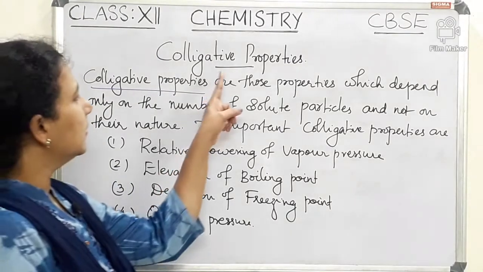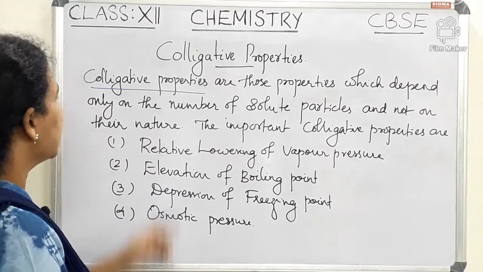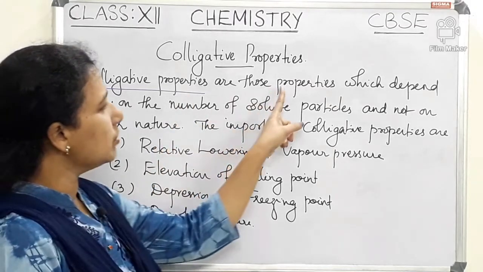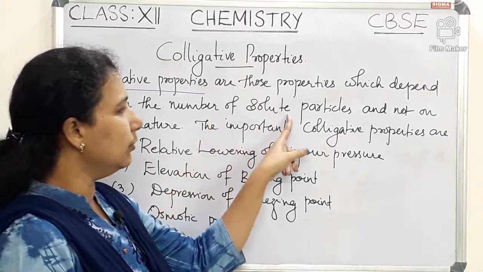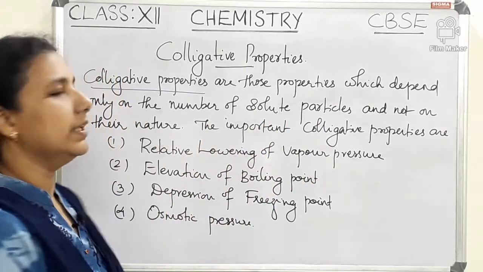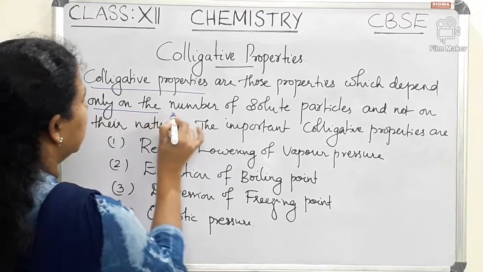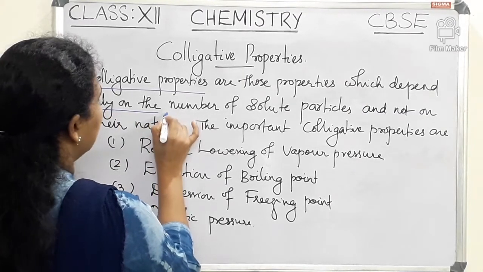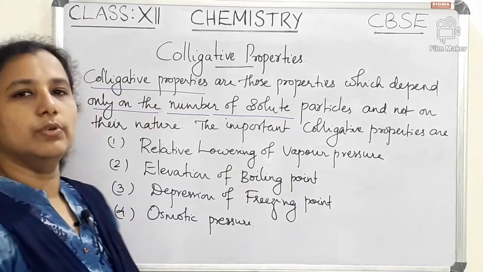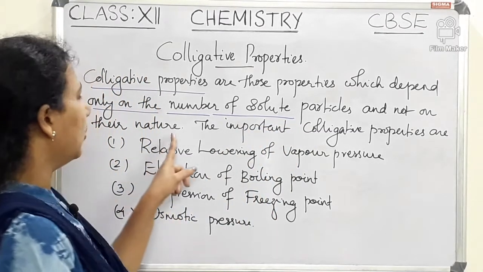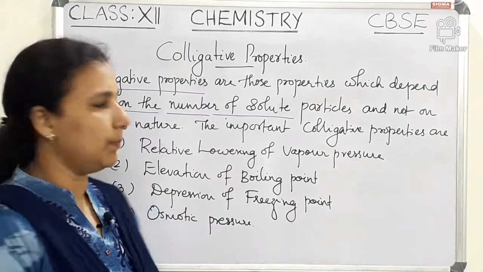Now let us learn colligative properties. What are colligative properties? Colligative properties are those properties which depend on the number of solute particles and not on their nature. So the number of solute particles is important here. Those properties which depend only on the number of solute particles and not on their nature are called colligative properties.